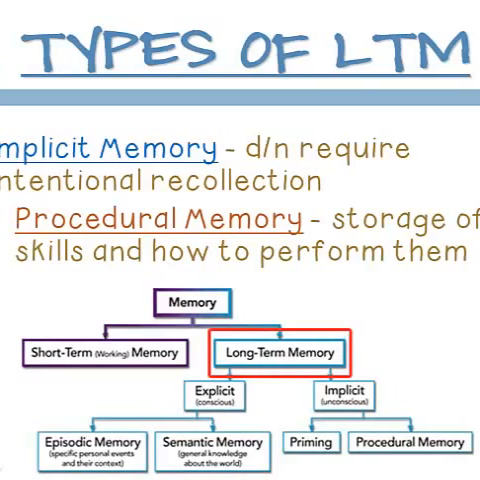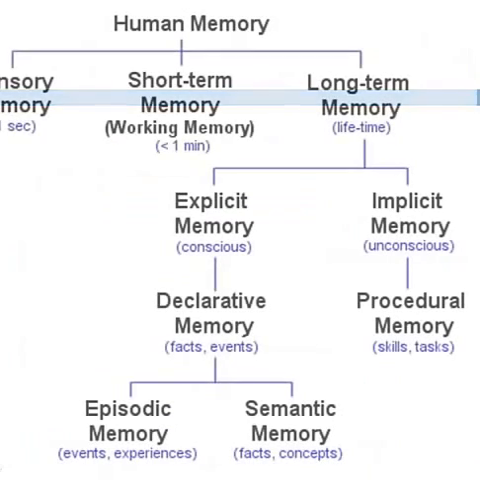Finally, implicit memory. Implicit memories don't require intentional recollection. They can just come back. They can just come to us whenever. The one type of implicit memory that we talk about is called procedural memory, and this is where we store skills and how to perform them, like how to ride a bike, how to long jump, how to brush our teeth, how to drive a car. They're things that are automatic. You don't have to think about how to ride a bike, some of us. Or it can be one of those things that you haven't done in a long time. Anyway, that would be a procedural memory, the procedure of how to do something.